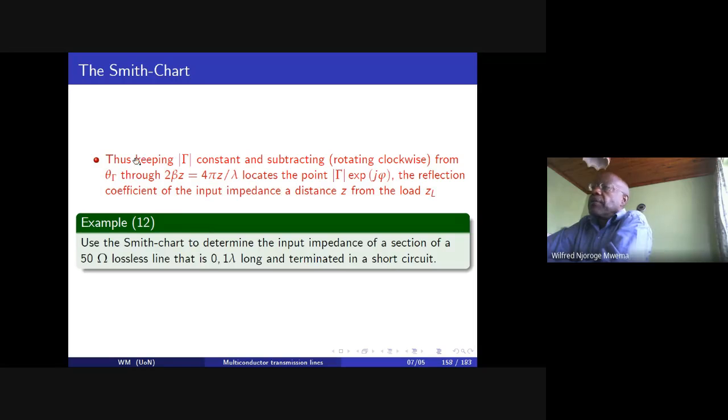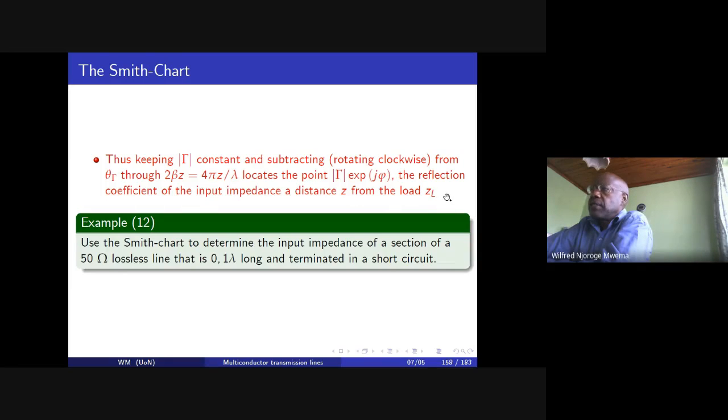So if we go around the Smith chart along a constant gamma circle, and we rotate clockwise from theta gamma through 2 beta Z, which is equal to 4 pi Z over lambda, we locate the point gamma exponent of j phi, the reflection coefficient of the input impedance at distance Z from the load.